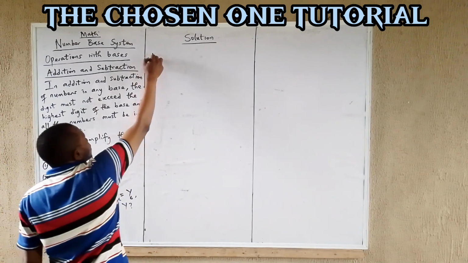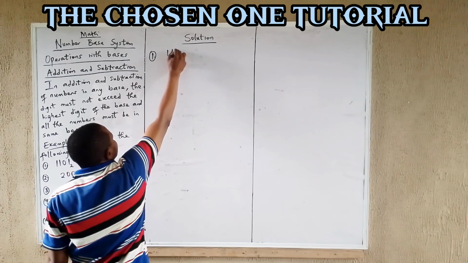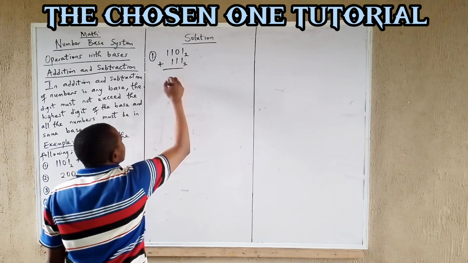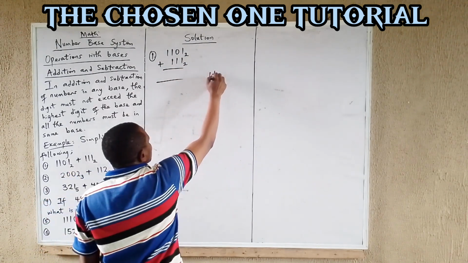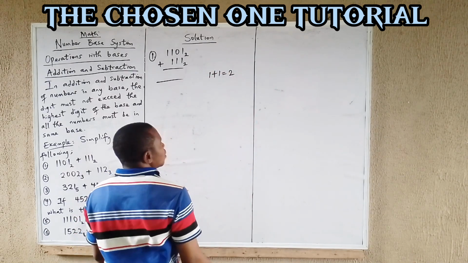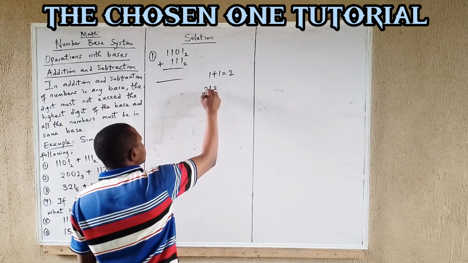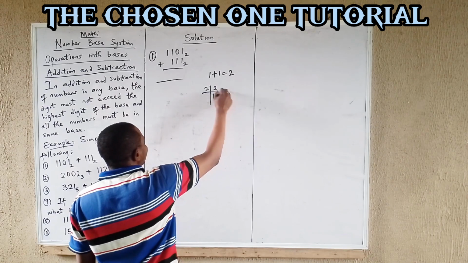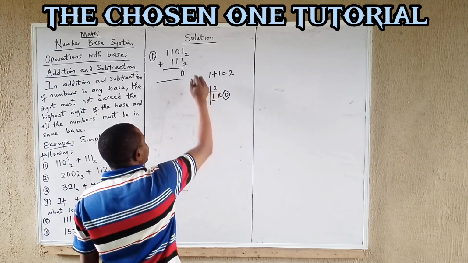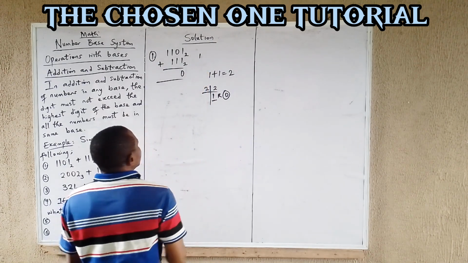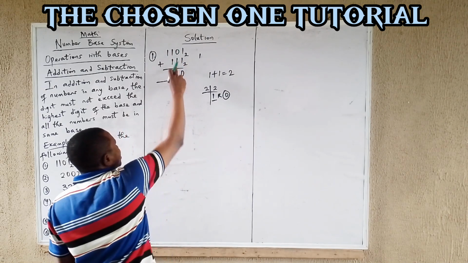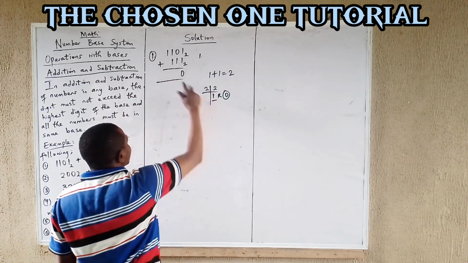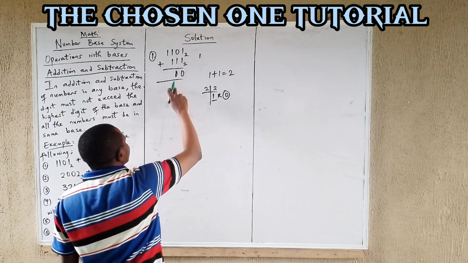Number one, we have 101 base 2 plus 111 base 2. Don't forget that 1 plus 1 is equal to 2. But 2 in base 2 will give us 1 remainder 0. So we are going to write the remainder, which is 0, and keep this one. Then 0 plus 1 will be 1, plus this one, that will be 2. So we are still going to have 1 remainder 0, so we are going to write 0 and keep 1.